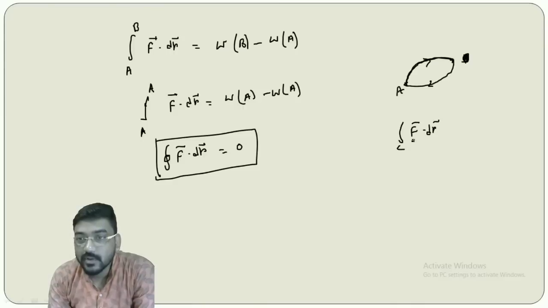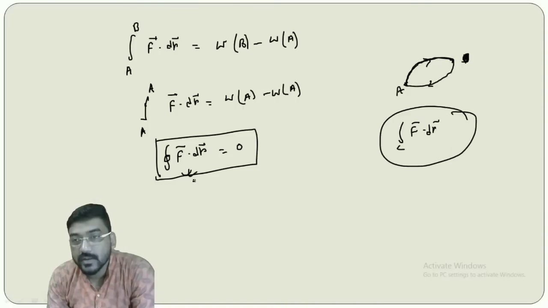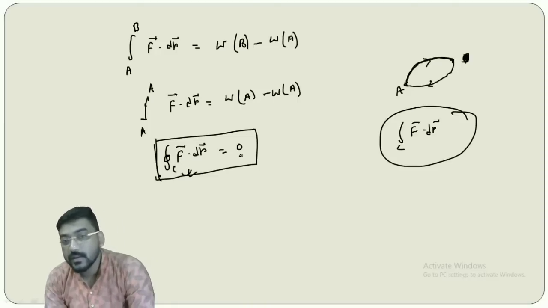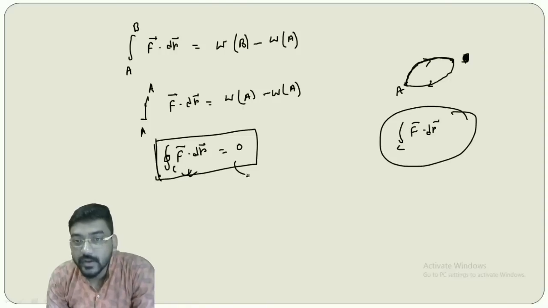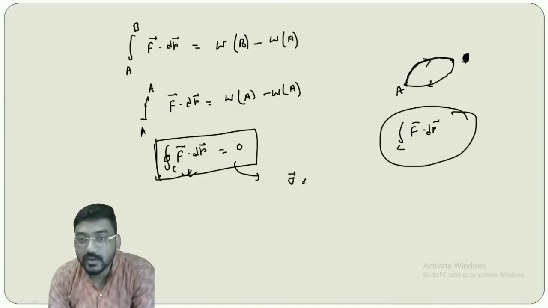If the integration of f dot dr is path independent, that means its closed path integration is obviously 0. So this is also one of the facts we can use to check whether f is conservative or not. If the closed path integration of any function is 0, then we can easily say that f is conservative. We can prove this by using Stokes' law. We will see later on that curl of f is equal to 0.